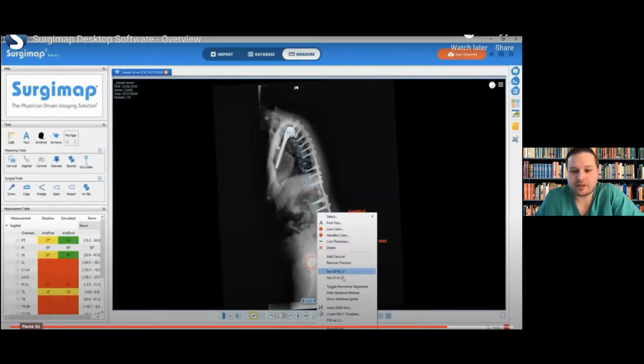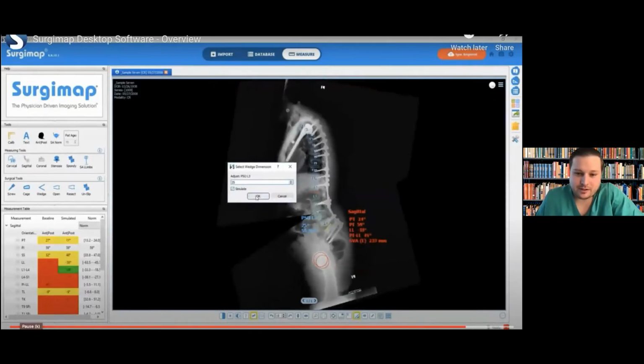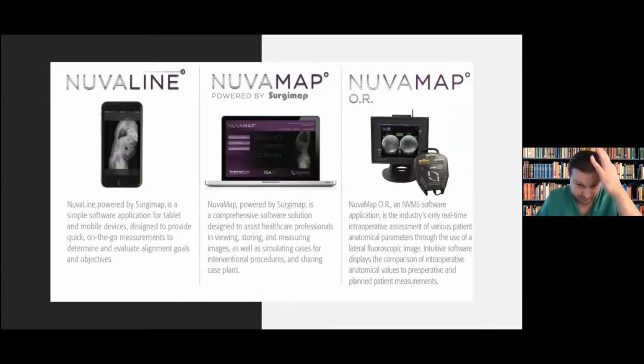If you want to do something like a PSO, you click the PSO, you simulate it, and you see it break right there. And then you can see on the bottom left if you achieved your necessary correction. Nuvamap also has this. It's very similar, except you're able to, in real time, monitor your correction.